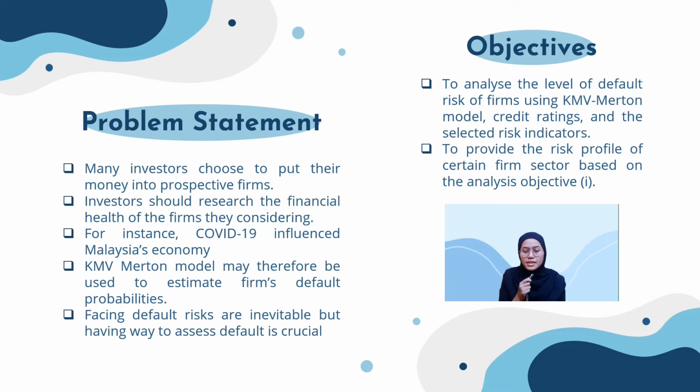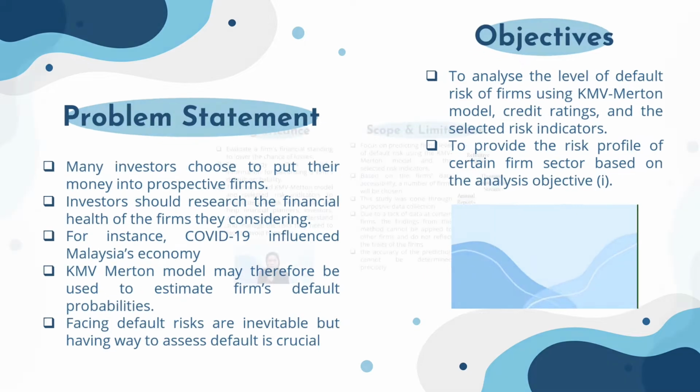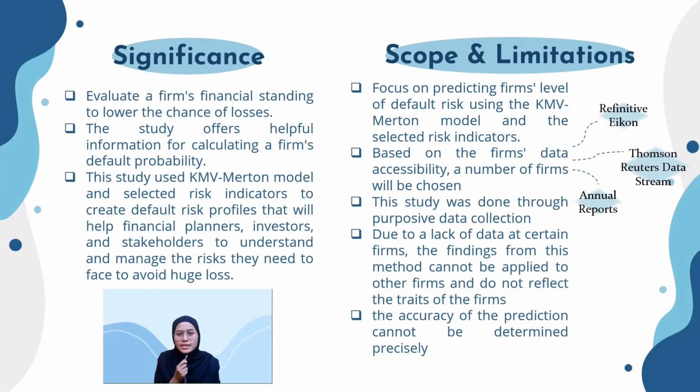The objectives of this study are to analyze the level of default risk of firms using KMV-Merton model, credit ratings, and the selected risk indicators. The second one is to provide the risk profile of certain firm sectors based on the analysis in the first objective. The significance of this study is, before making an investment, it is essential to evaluate a firm's financial standing to lower the chance of losses.